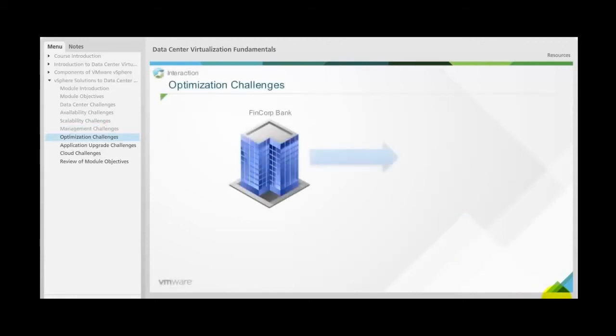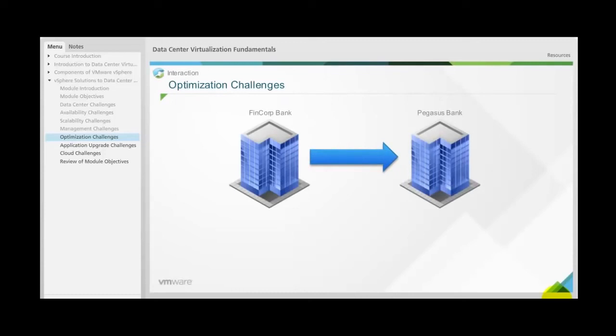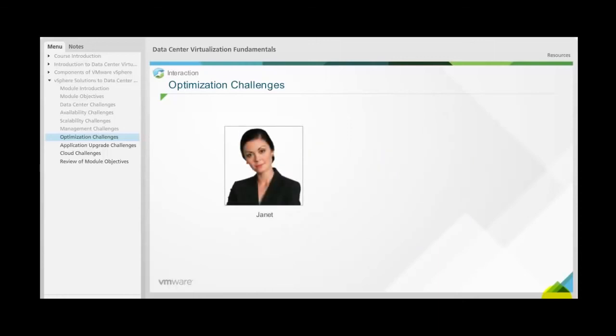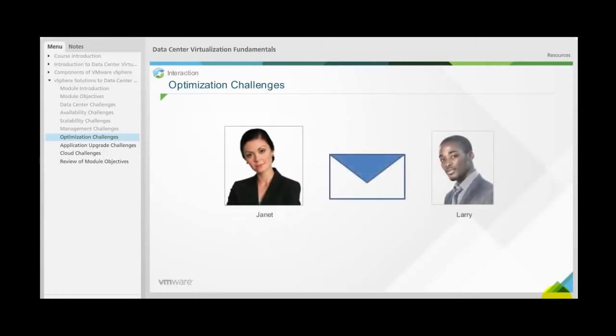FinCorp Bank is acquiring Pegasus Bank in the coming quarter. Pegasus Bank has a physical IT infrastructure, while FinCorp Bank has a virtual one. After the acquisition, FinCorp Bank will require a solution that can manage both virtual and physical infrastructure simultaneously. Janet, the technology head at FinCorp Bank, writes to Larry, the IT manager, who had recently attended the VMware conference, asking how FinCorp Bank can optimize their IT infrastructure in this situation. Click the email icon to see Larry's response to Janet's query.